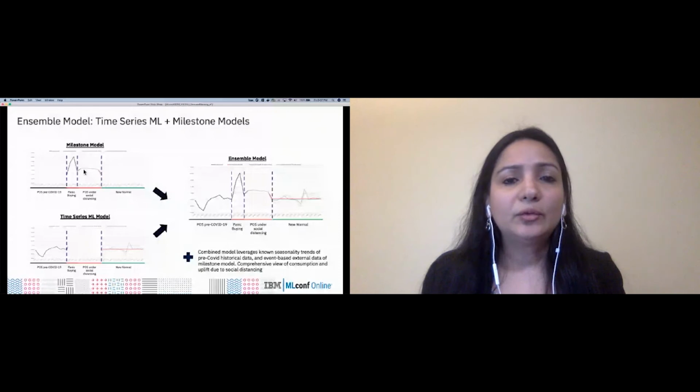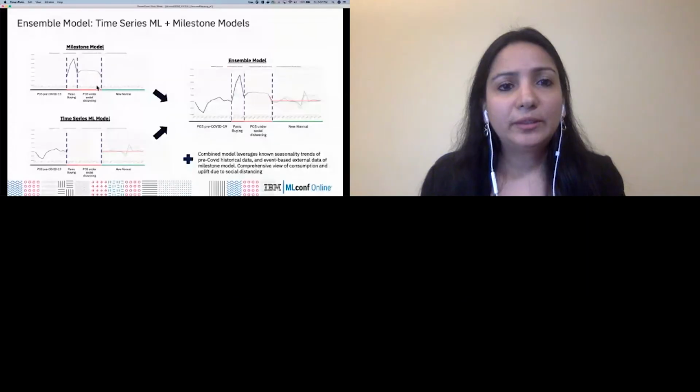So this allows us to very quickly react to demand spikes or to changing trends and accurately estimate increased consumption and any converging trends towards the new normal. And it's very easy to integrate with the machine learning model. So the next component is this time series machine learning model.